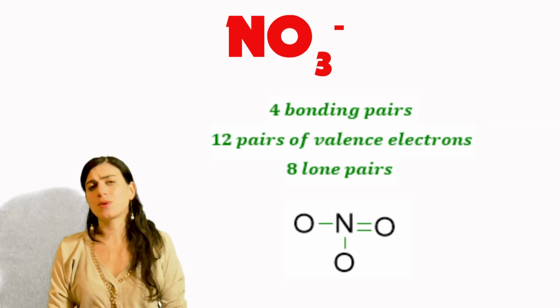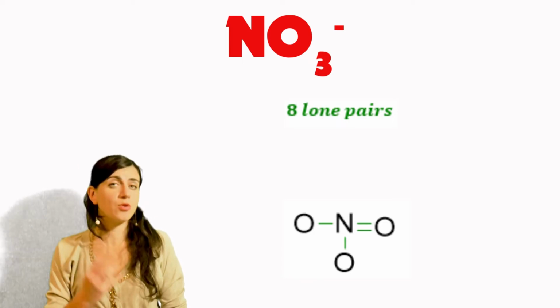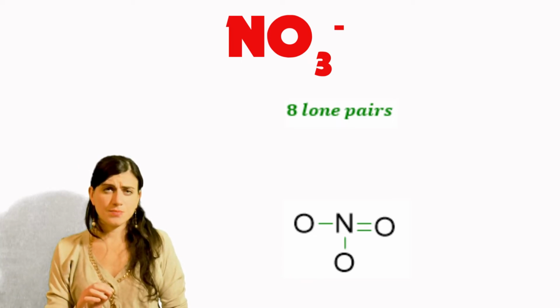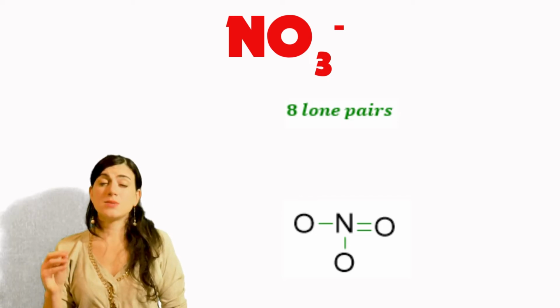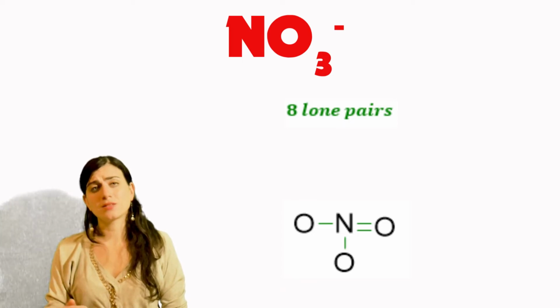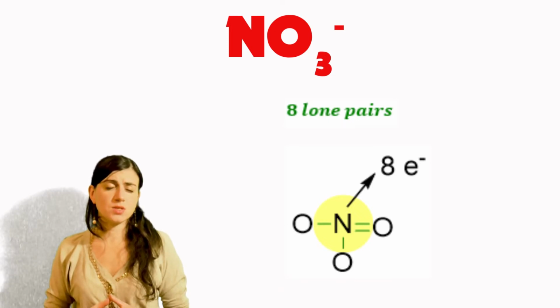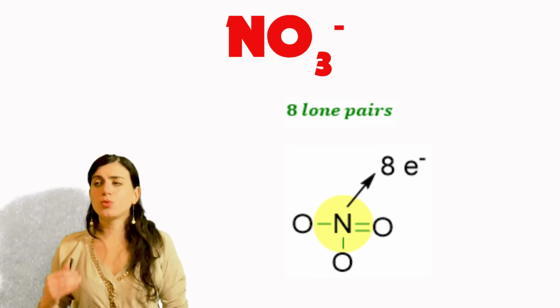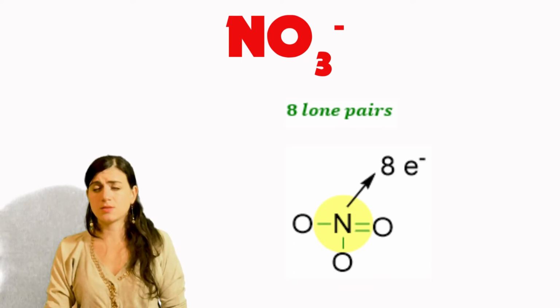So let's start from nitrogen. Nitrogen, as you can see, is forming 4 bonds. This means that since each bond gives a 2 electron contribution, our nitrogen has already complied with the octet rule. So there are already 8 electrons around nitrogen. We cannot put any more electrons on nitrogen because it's already stable.